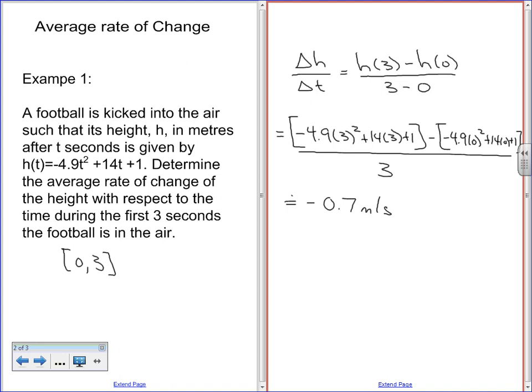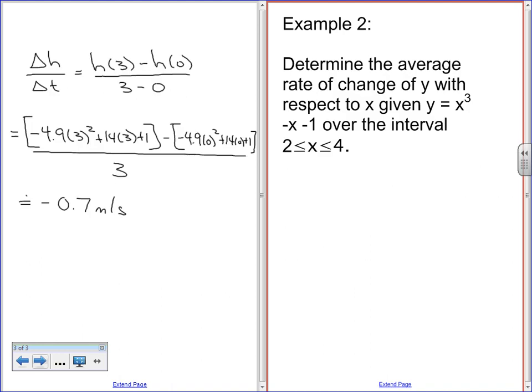Okay. So pretty straightforward stuff in order to find the average rate of change. Really what you're doing is using y2 minus y1 over x2 minus x1, right? You're taking the change in the dependent variable and dividing it by the change in the independent variable. So really you're doing that slope formula over and over again.